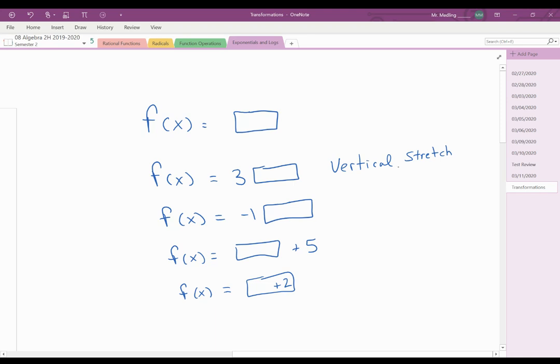If we put a negative out front, though, that's going to flip us over the x-axis. Now, I use -1 because I didn't want to put a stretch with it. But if it said -5, it would be a vertical stretch of 5. The negative is going to flip. So this is reflection over the x-axis.